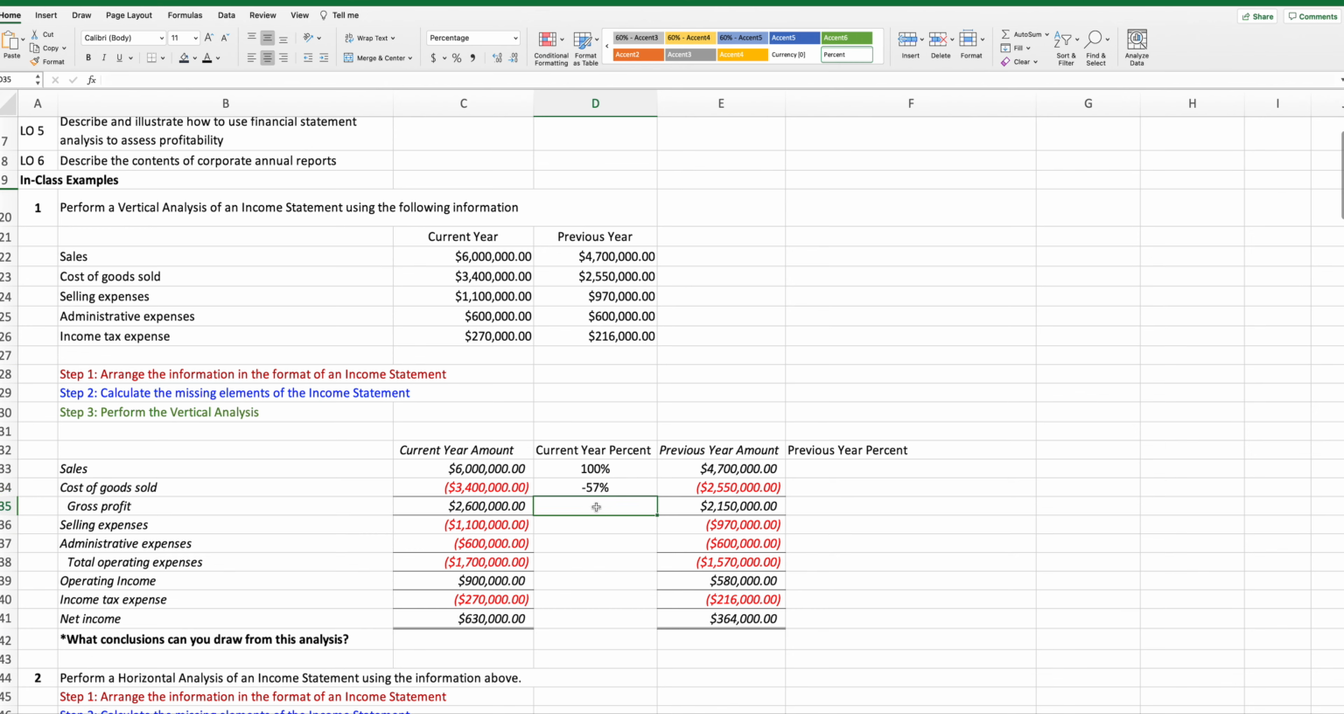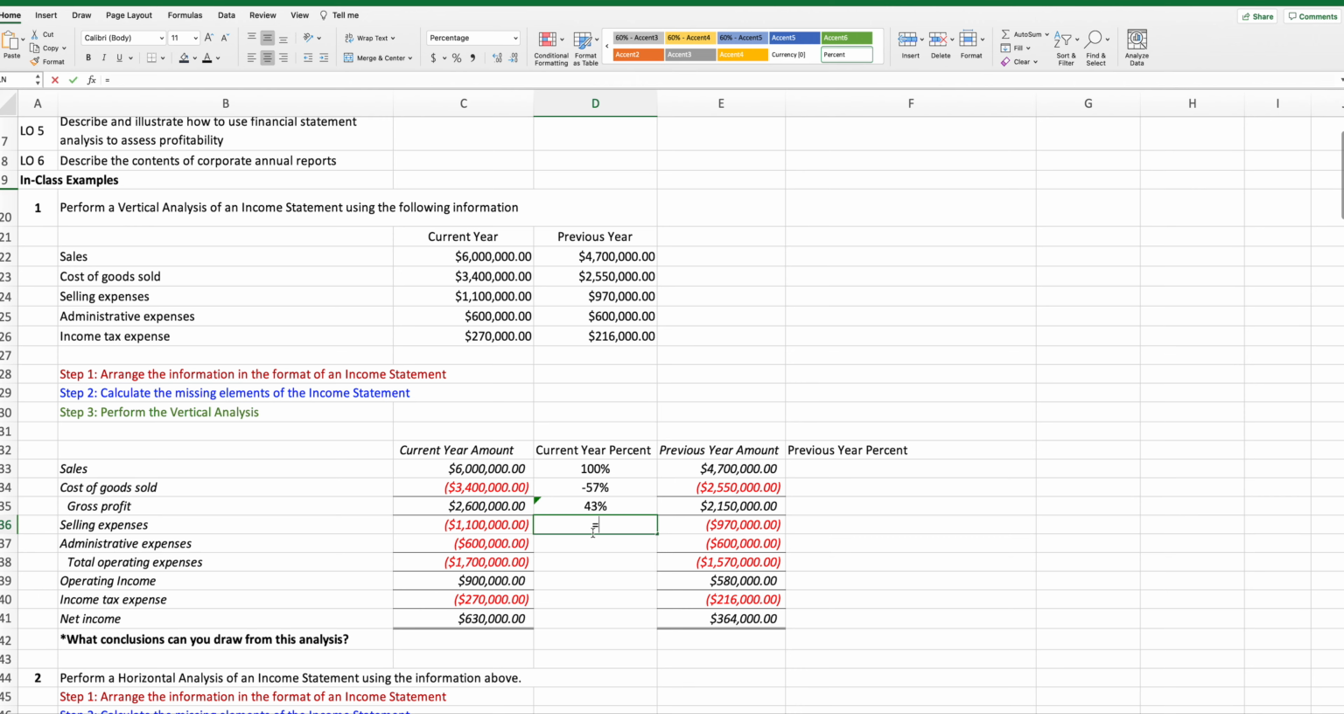Gross profit should actually be the opposite of 57. And we're going to divide it by 6 million. And you can see that 43% and 57% are complementary, right? If you add the two of them together and you ignore that negative, that actually equals 100%, which makes sense. Sales minus cost of goods sold is profit, or I'm sorry, gross profit. Gross profit plus cost of goods sold should equal your sales.